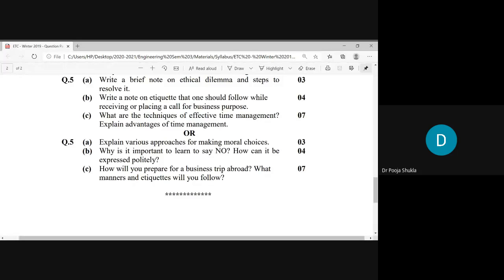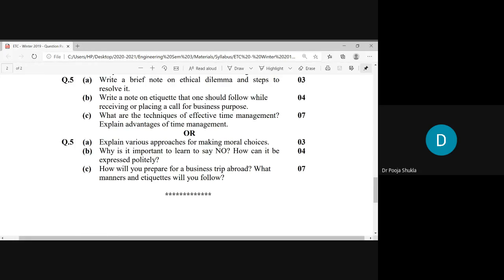And last thing is, how will you prepare for a business trip abroad? What manners and etiquettes will you follow? It is basically etiquettes to be followed for a foreign business trip. Right? Learn a few colloquial phrases. Learn their temporal practices. Try to greet and address people properly. Giving gifts and souvenirs according to the norms over there.